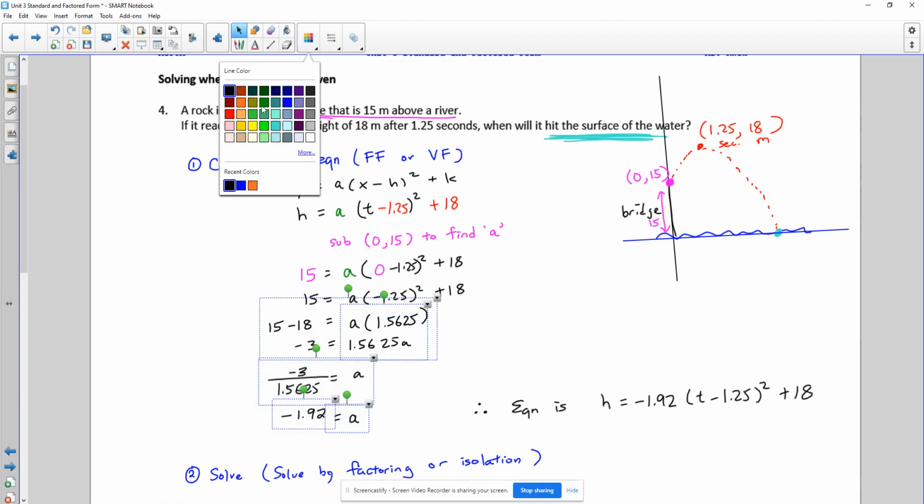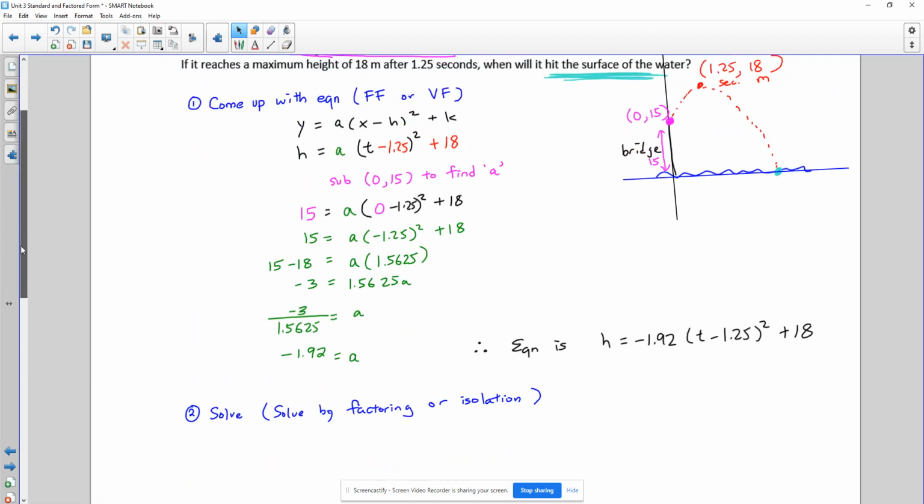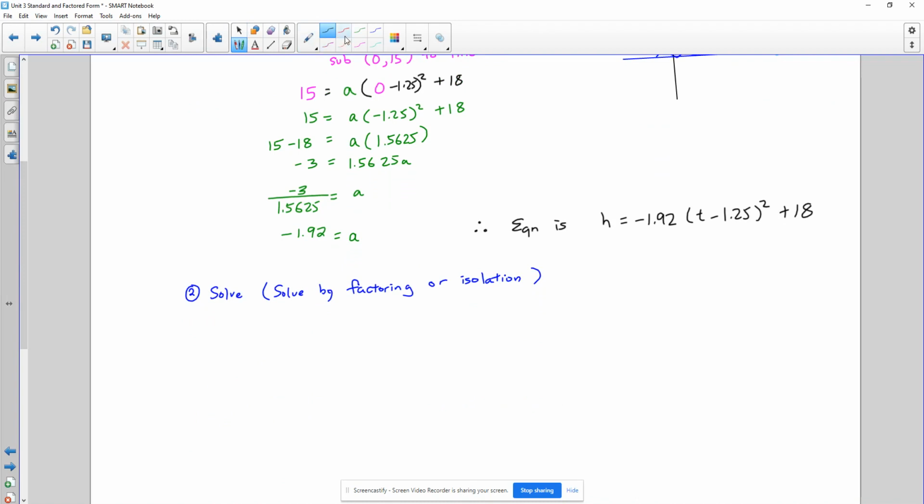Here, let me help you a little bit. Okay. Great. So now that we have the vertex form equation, we still need to answer the question: when does the rock hit the surface of the water? We need to find the x-intercepts. So we are still interested in the time. We know that when the rock hits the water, the height of the rock is 0. So we're going to plug the 0 into the h over here. So 0 equals negative 1.92 times t minus 1.25 squared, plus 18.